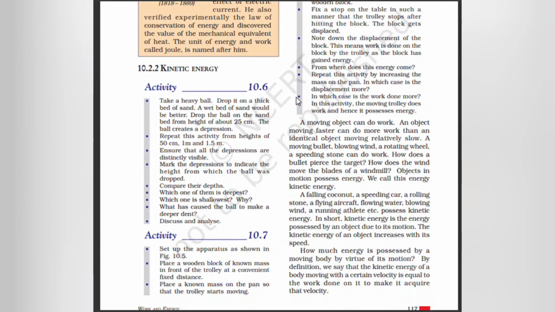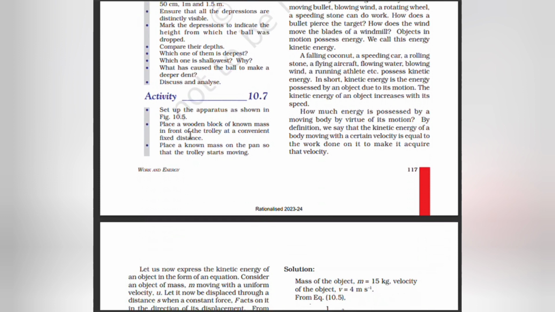Take a heavy ball and drop it on a thick bed of sand. A wet bed of sand would be better. Drop the ball on the sand bed from a height of about 25 cm. The ball creates a depression. Repeat this activity from heights of 50 cm, 1 meter, and 1.5 meters. Ensure that all the depressions are distinctly visible. Mark the depressions to indicate the height from which the ball was dropped. Compare their depth. Which one is the deepest and which one is the shallowest?